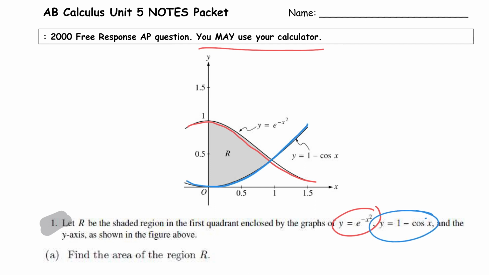I like to color code my problems. And it's enclosed by the y-axis. So it wants us to find the area of the region R. Now, something that's really tricky about this question is that it almost looks like this intersection is happening at 1, but we can't really be sure, and I think maybe it's slightly before that. So we want to actually grab our calculators and find where that intersection point is.